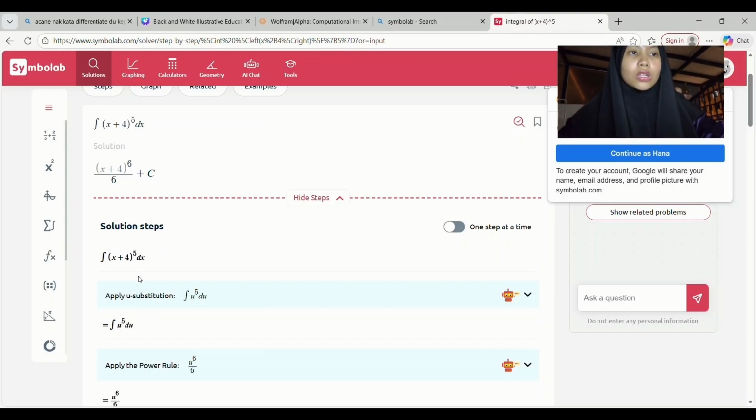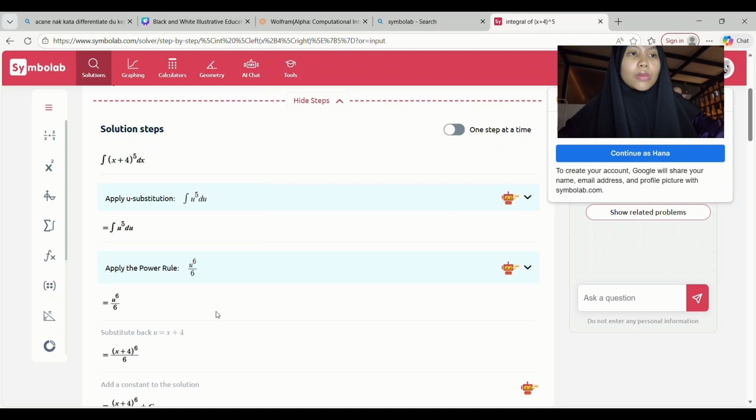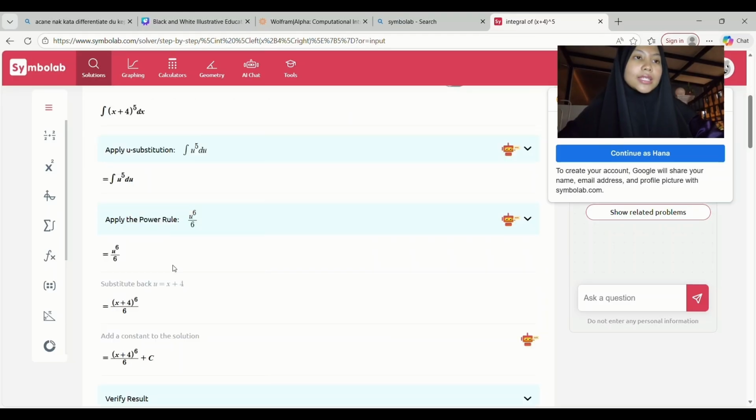I choose my substitution from this equation. I choose x plus 4 as my substitution, and then I differentiate it, and it will become 1. From that equation, I want a new equation, which is du. So I arrange the new equation and it will become du equals 1 dx. Next, we need to change all variables to u, and then it will become like this.